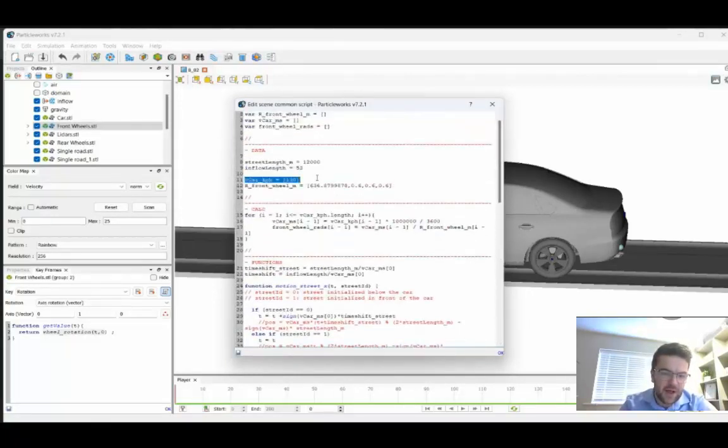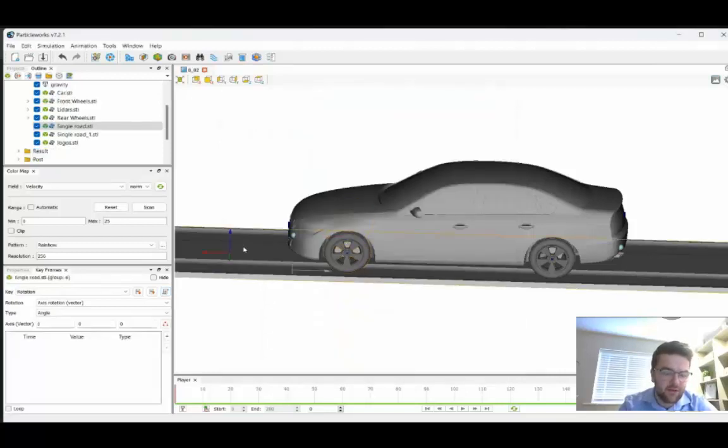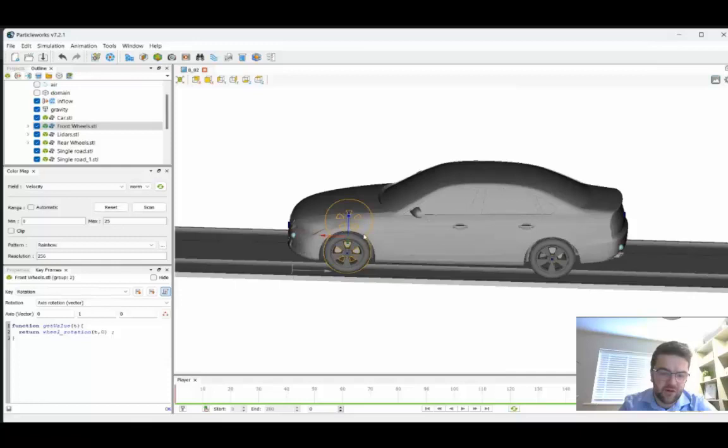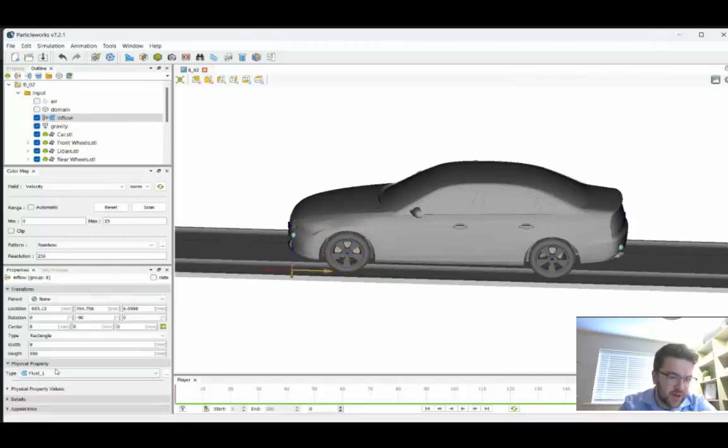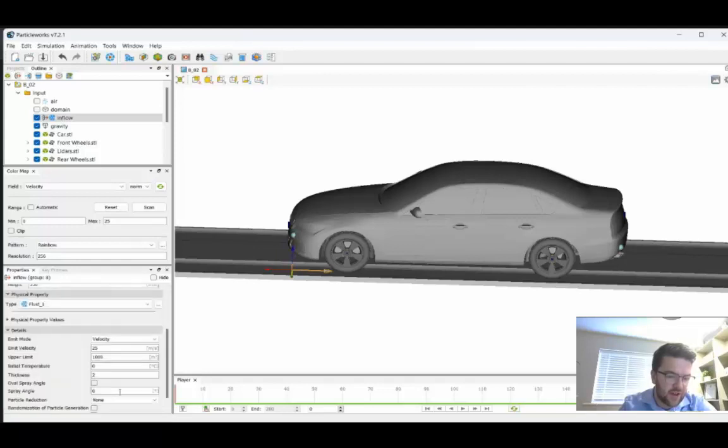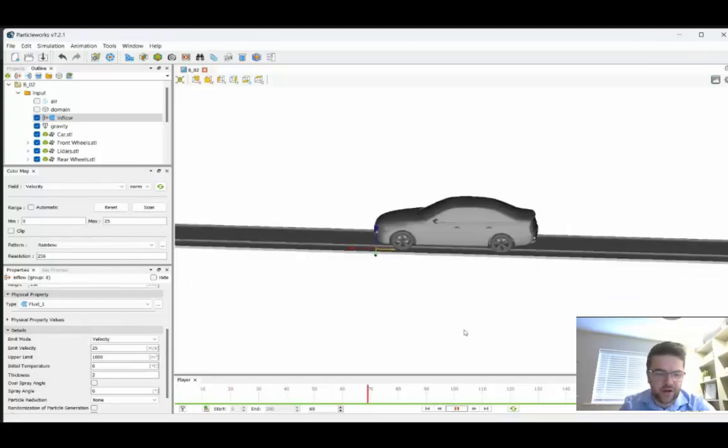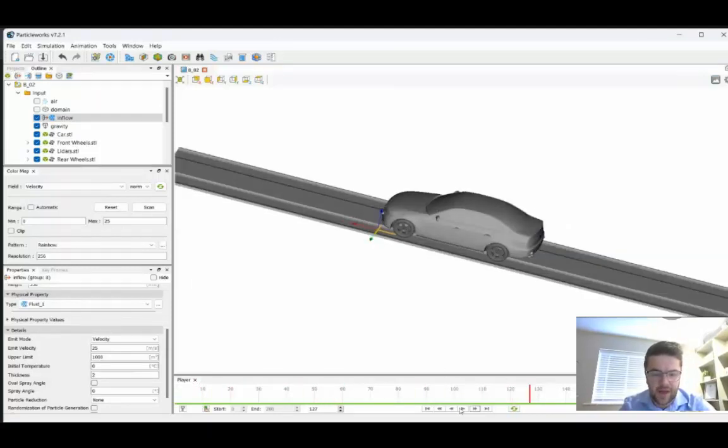In this case, it's defined in kilometers per hour. And all we'll need to do is change that value to something else. Let's try 90 kilometers an hour. And now the speed of the road, the rotational speed of the tires, and also even the speed at which the fluid is getting injected, all of those should have now been updated based off that input.